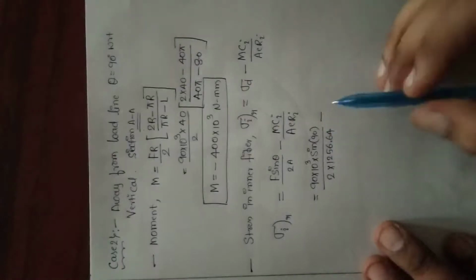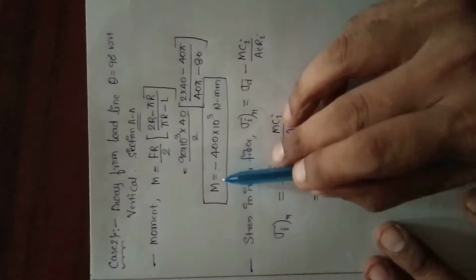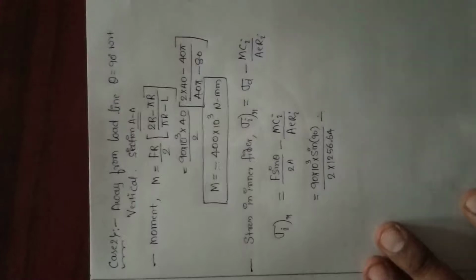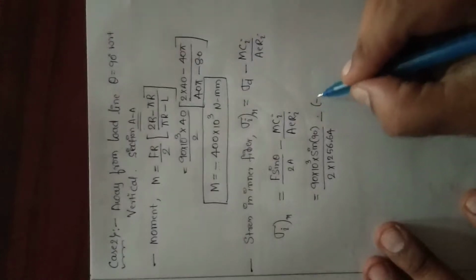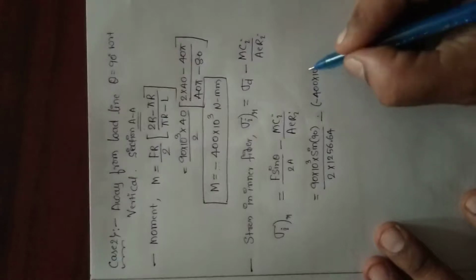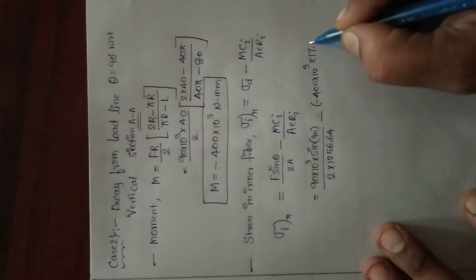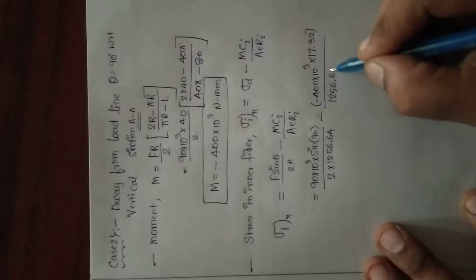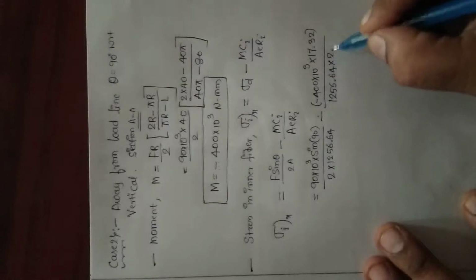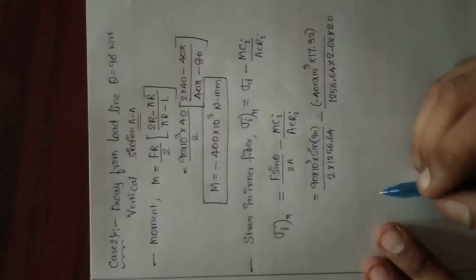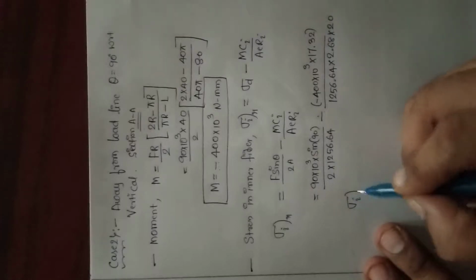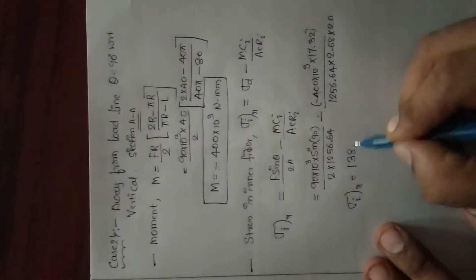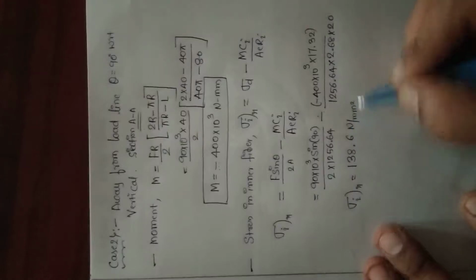1256.64, minus. Here, minus of minus: the moment is already negative, so minus of minus becomes plus. Directly I will write, no confusion, minus 400 into 10 raised to 3 into Ci 17.32, whole divided by area 1256.64 into 2.68 into 20. Finally, substituting in the calculator, we get sigma I R as 138.6 Newton per mm square.